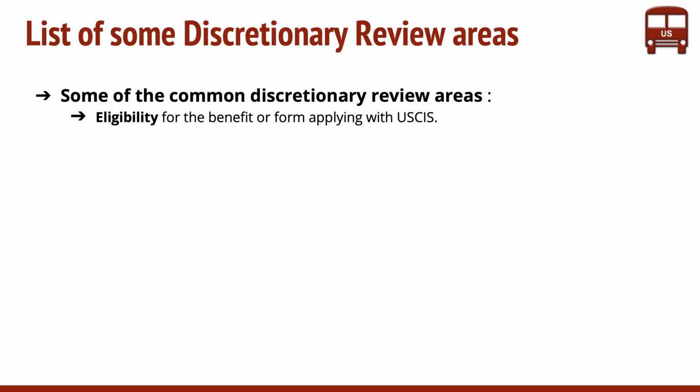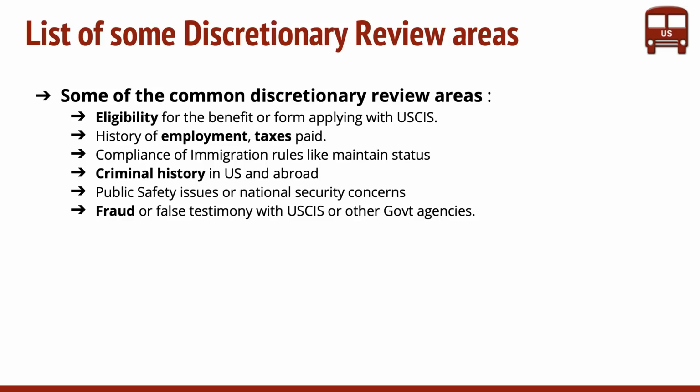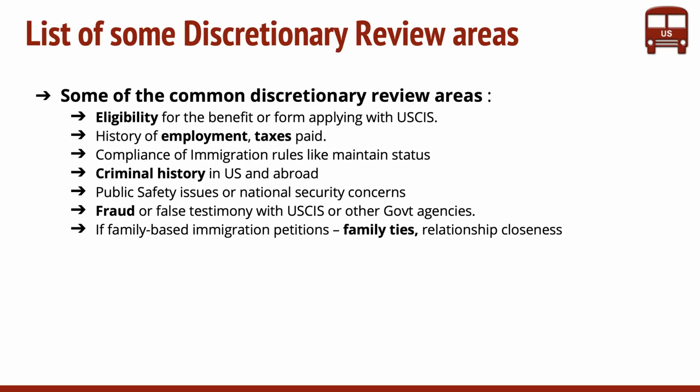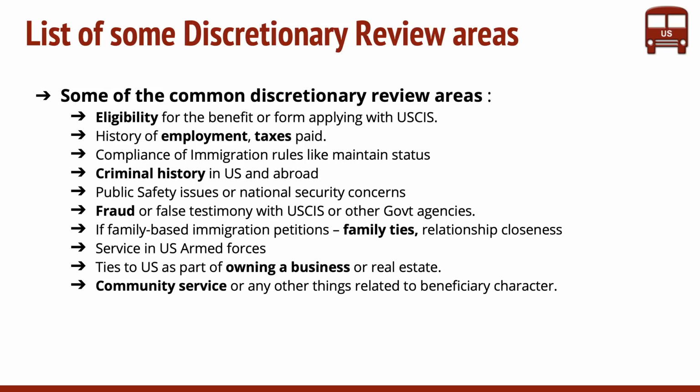So the fundamental thing is the eligibility, right? And have they submitted any fraudulent documents related to eligibility, have they paid taxes, have they been compliant with and maintaining status, do they have any criminal history, or have they been a problem for national security or any public safety issues, have they done any fraud? And if it's a family-based immigration petition, do they have the proper family ties? Did they work in the US armed forces? Were they part of owning a business, or do they own real estate to show ties?